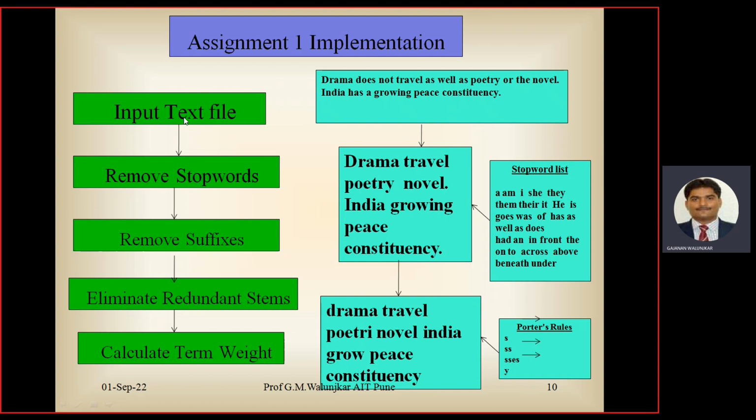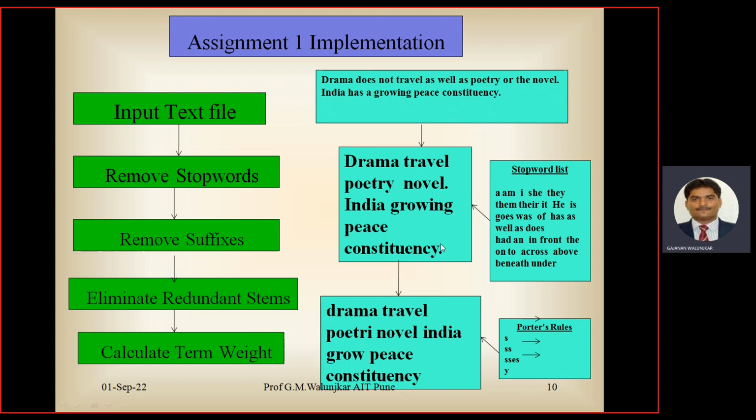After that, you have to apply the conflation algorithm. There are three prominent steps in the conflation algorithm. First, stop word removal, that is, remove stop words. Second, suffix stripping, that is, remove suffixes. And third, eliminate redundant steps, which you have to implement. Finally, you calculate the term weight and so on. Suppose this is your document file or text file.